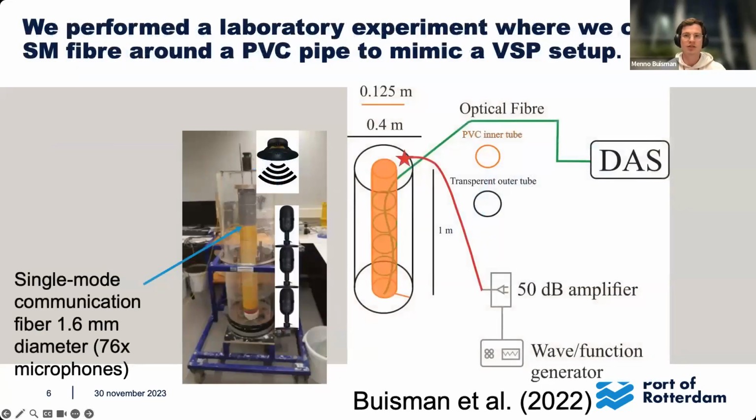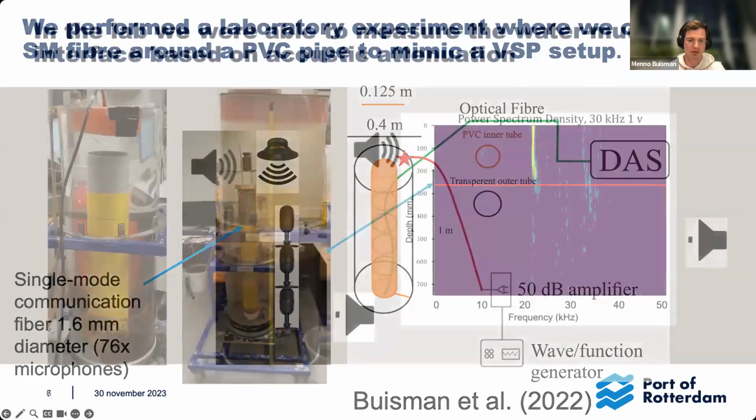Now, the first thing we did with optical fibers was to conduct a lab experiment where we coiled a fiber onto a PVC pipe, a very simplistic setup. And this setup only cost a few tens of euros. Then we put a source on top and start to receive our signals.